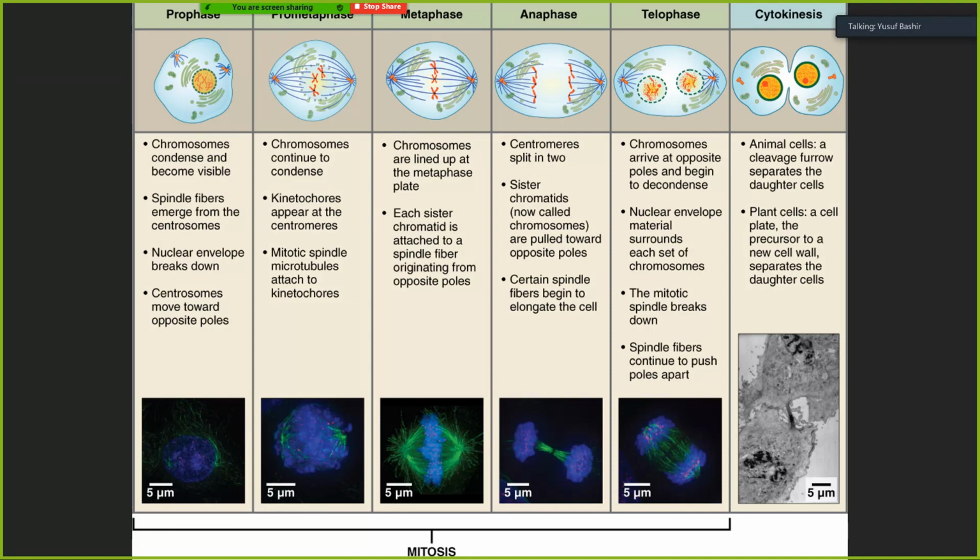How many chromosomes does one cell have? It's 23 sets, so a total of 46. So for humans, it's 46 in each cell. So when it splits, each daughter cell has 23 chromosomes, right?